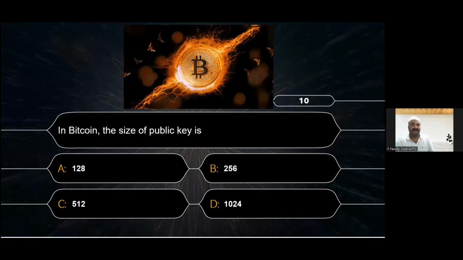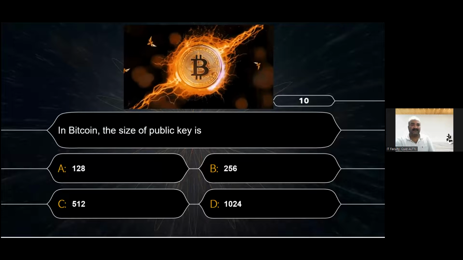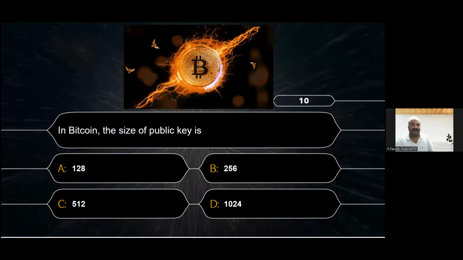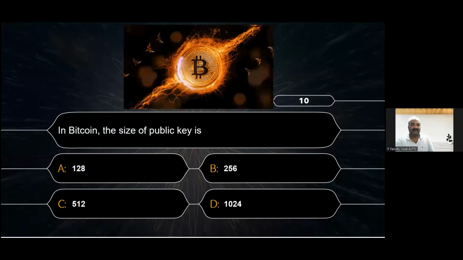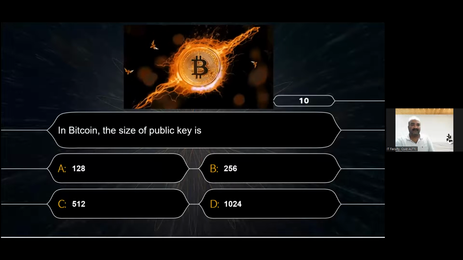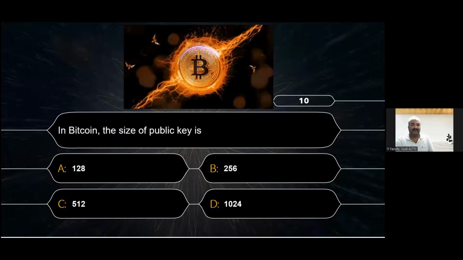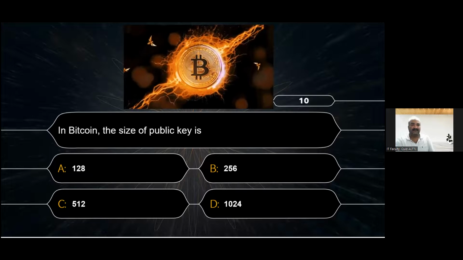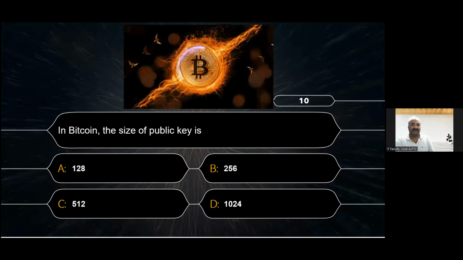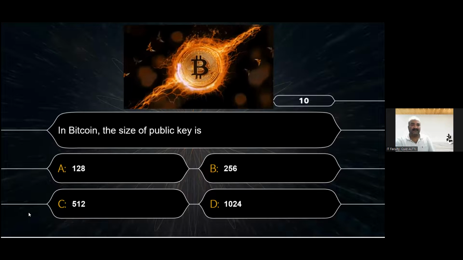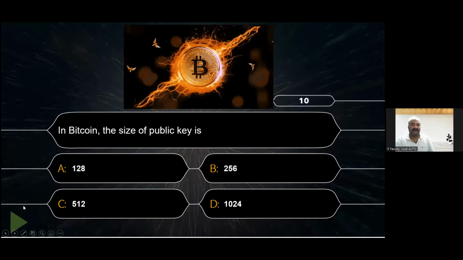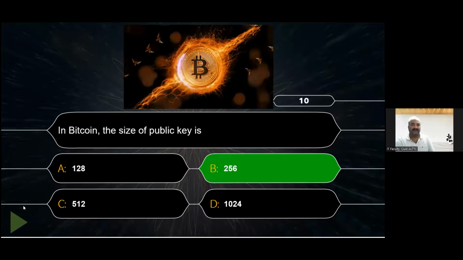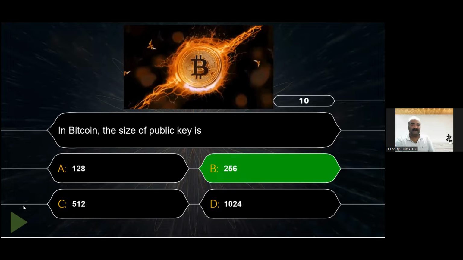Size of the public key: option A is 128, option B is 256, option C is 512, and the D option is 1024. So I give the answer. Now we have to check. Most of the guys are giving the answer B. Let's check. Right answer. That's the next question.